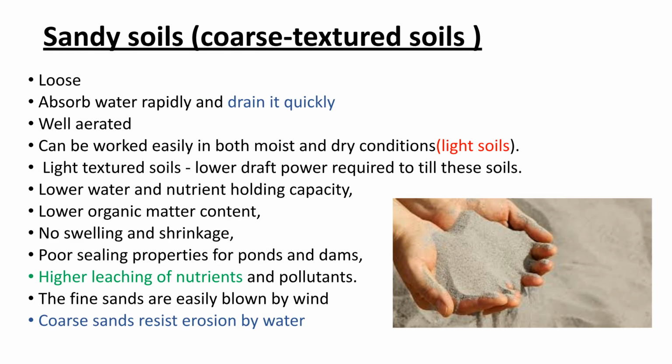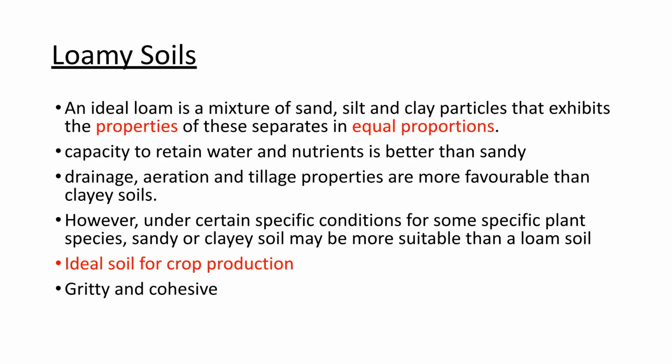Sandy soils are loose, well aerated, drain quickly, and are easy to work, making them light soils. However, they have lower water and nutrient holding capacity and are susceptible to wind erosion. Loamy soils are considered ideal for crop production, exhibiting balanced properties of sand, silt, and clay. They have better water and nutrient retention than sandy soils and favorable drainage compared to clayey soils.